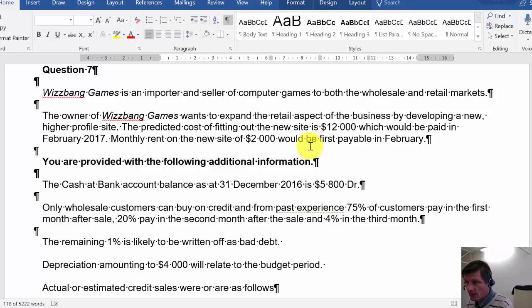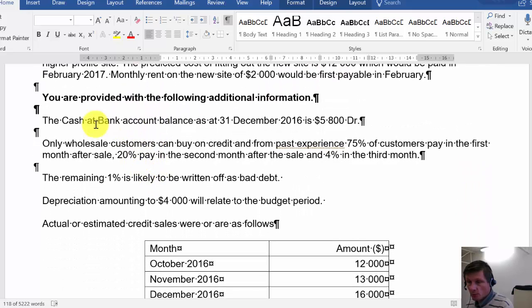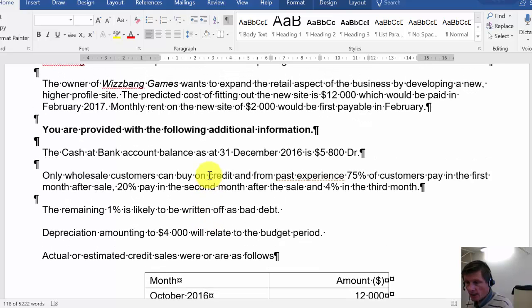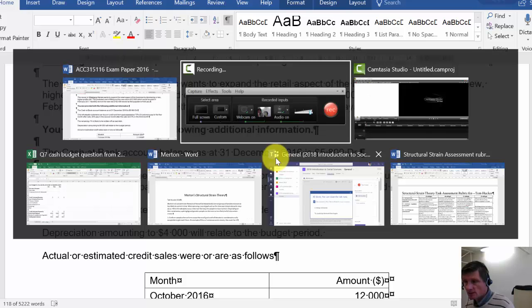So this will come in later. You're provided all this other information, a cash, a bank account, and so on and so forth. What I will do is, point by point, include that information in the cash budget and the collections of accounts receivable schedule as well. So this is what I would do. In the first instance, the balance is $5,800 on December the 16th.